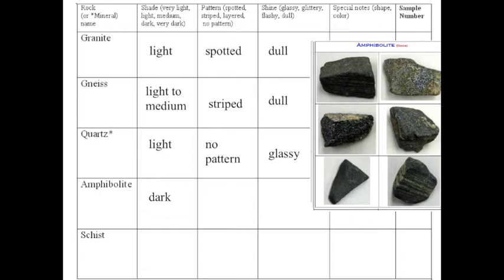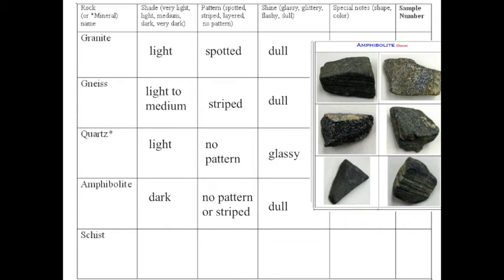And when we look at the amphibolite, we see some of them look like they have no pattern, and then a few, like the one in the lower right corner, we can also see look striped. So we're going to write no pattern or striped. And most of the amphibolite is going to have no particular shine, so we're going to write dull.